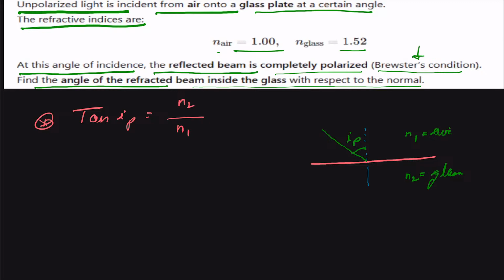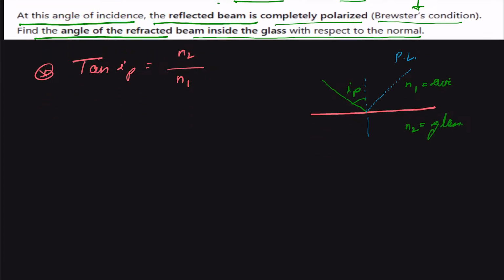For this particular condition, there will be two waves. One wave will be coming back to the air, this is called polarized light, and the other wave will be partially refracted, and that is called partially polarized light. And the angle between this polarized light and partially polarized light will always be equal to 90 degrees. So this you have to remember.